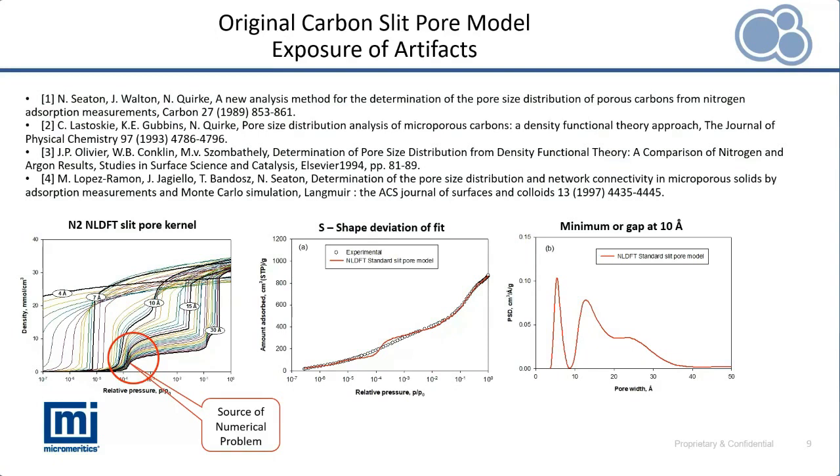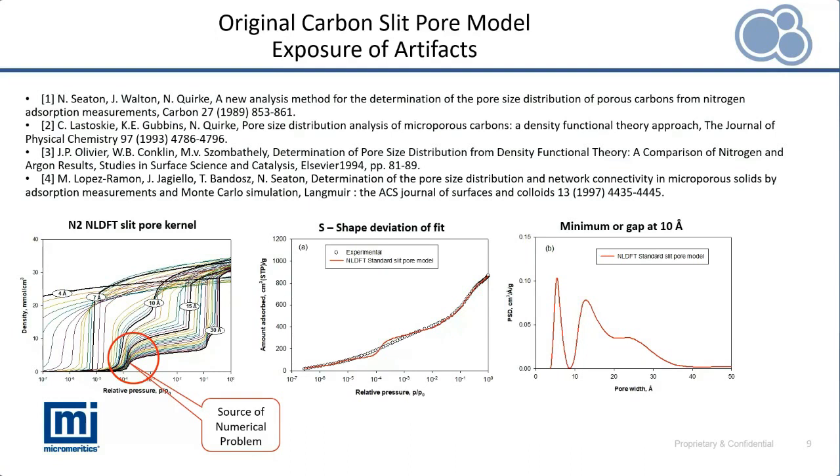The slit pore model was also used in combination with a kernel obtained by Monte Carlo simulation for studies where molecules of different sizes were used to analyze the network connectivity. The molecules used were CF4 and SF6. Many other studies used the slit pore model for the analysis of pore size distribution of carbons.